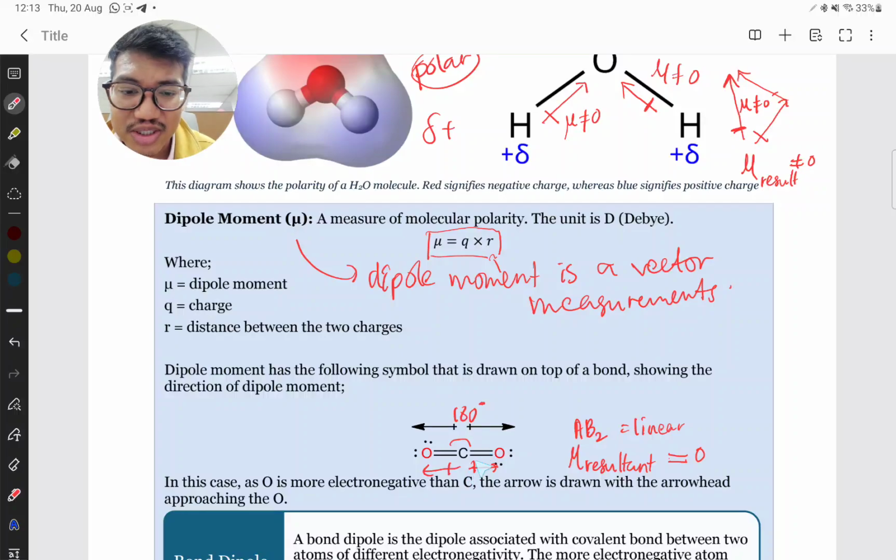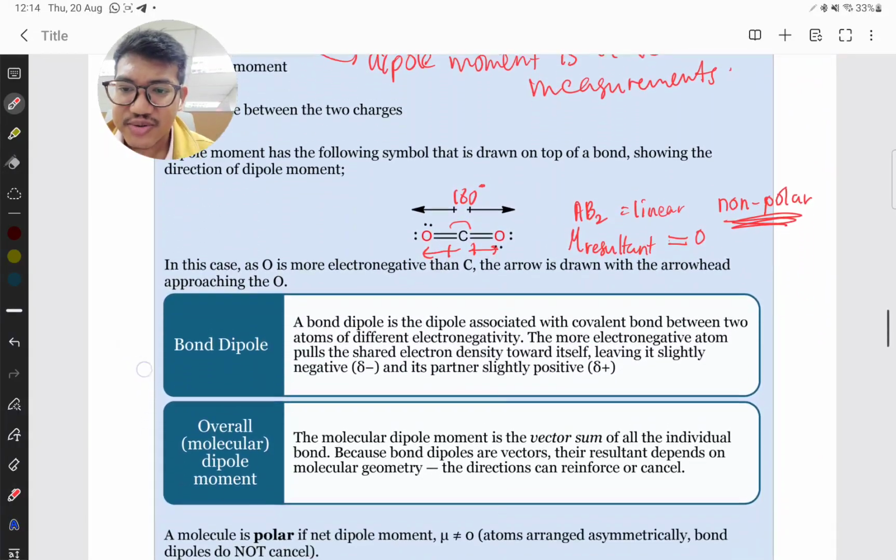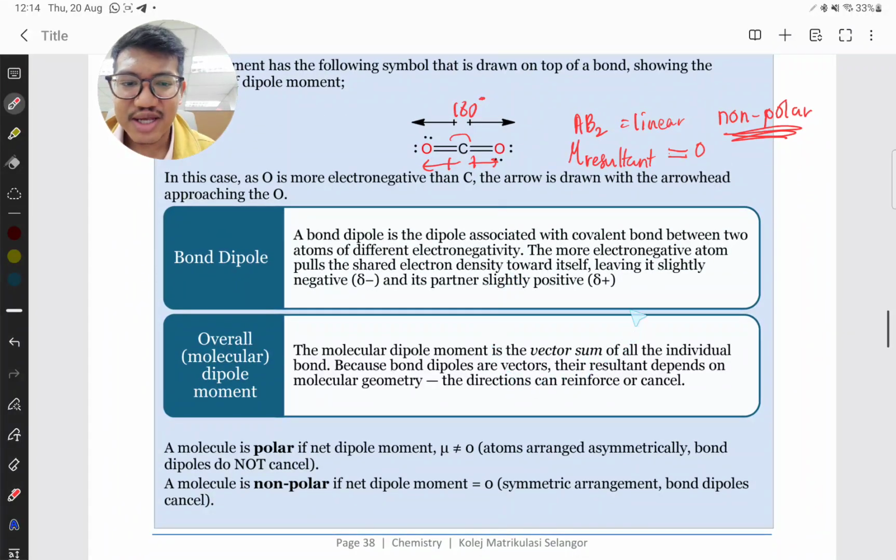So this molecule pulls equally to the left and to the right, and because of that, this molecule would be non-polar. Okay, so it's different from H2O. H2O is polar and CO2 is not polar. Okay, so the rest of these are basically what I have explained just now.